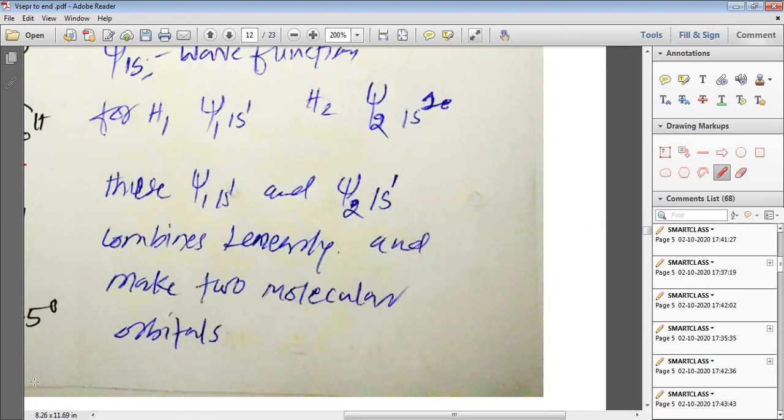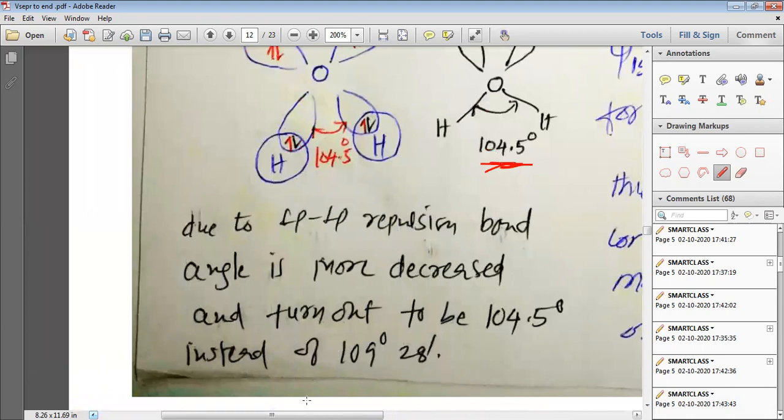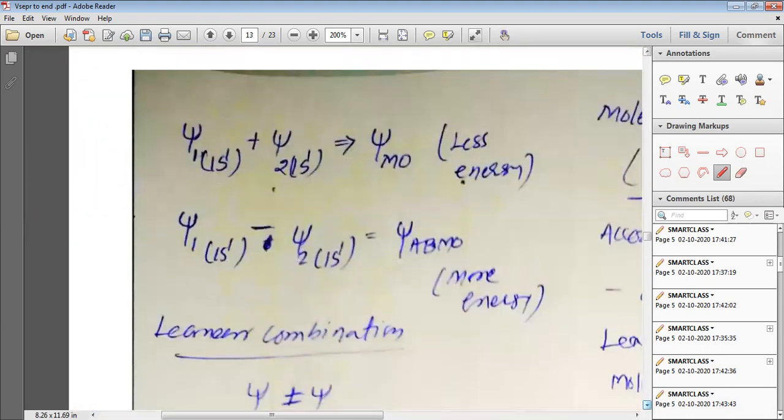This concept is based on the wave function model, or the quantum model, my dear students. You can say that. So here psi 1 1s1 and psi 2 1s1 combine linearly and add up. When they add up, they form psi MO, the psi molecular orbital, which has less energy as compared to psi 1 1s1 and psi 2 1s1.